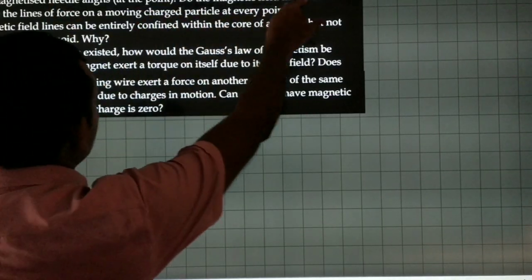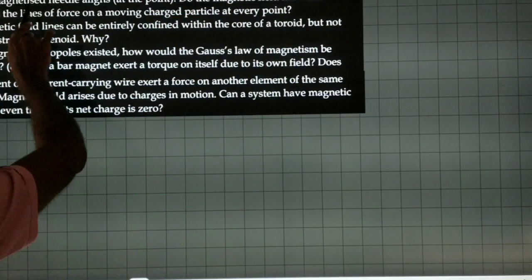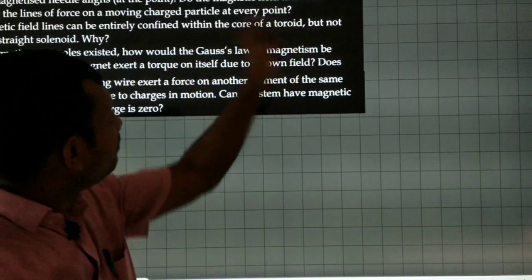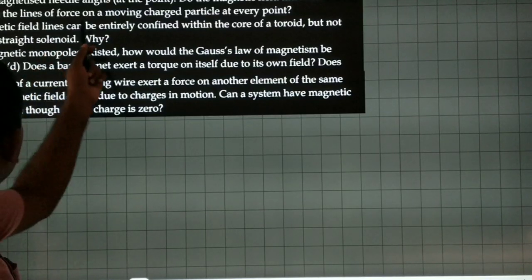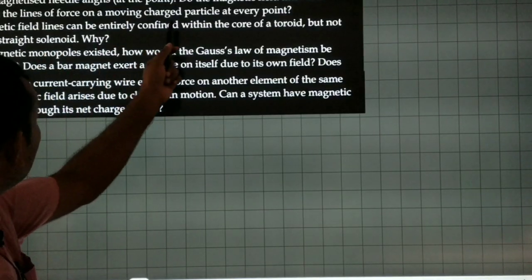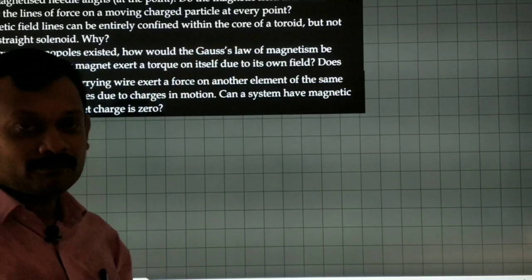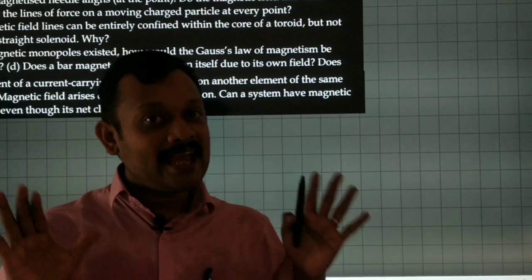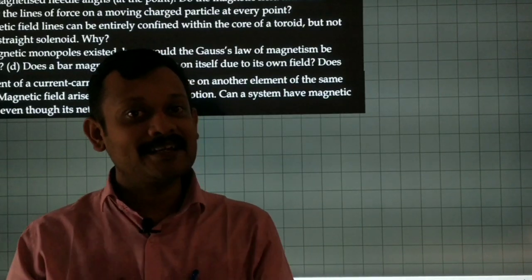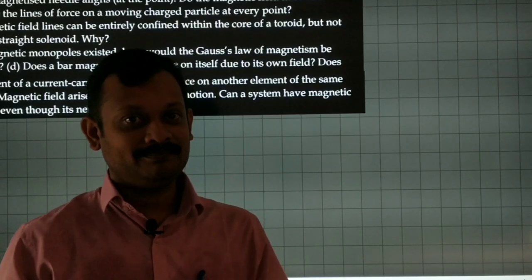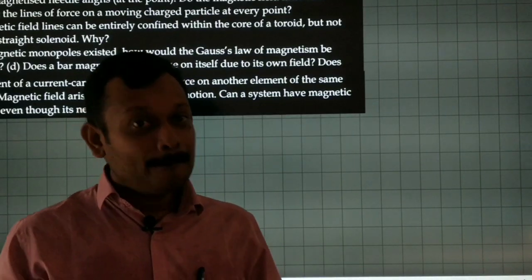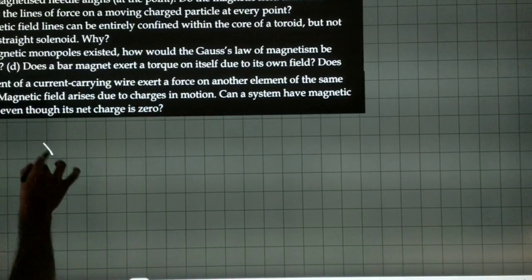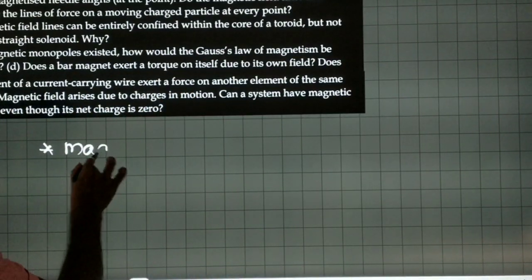A magnetic field line shows the direction at every point along which a small magnet nearly aligns at that point. Do the magnetic field lines also represent the lines of force on a moving charged particle at every point? So far I never used the word magnetic lines of force. I have only used magnetic field lines.